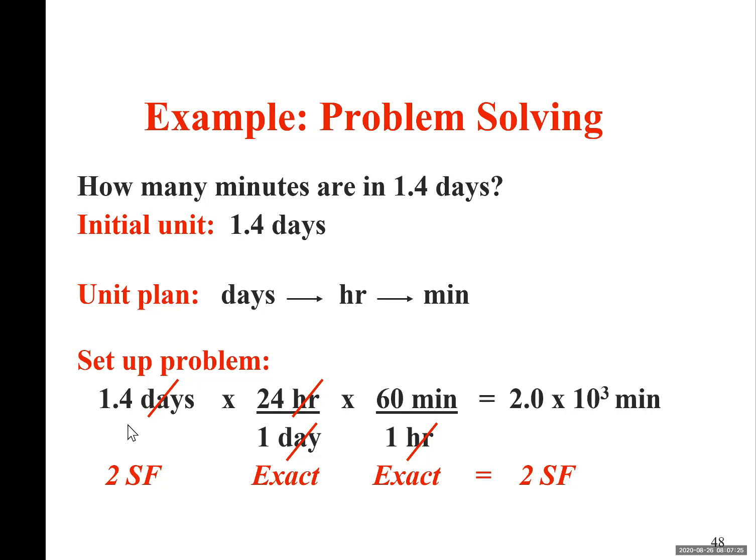1.4 days, there are 2 significant figures. This is coming from an equation, it's exact, that means infinite significant figure. This is coming from an equation, exact, infinite significant figure. So between infinite and 2, 2 is the smallest. The answer is rounded to 2 significant figures. Any questions so far? Any questions?